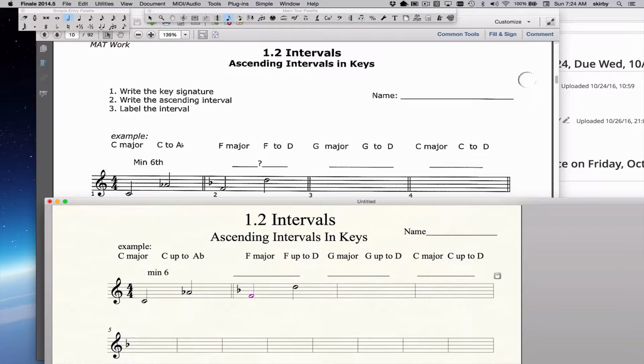Well, now when we go over to this one that's in F major, we have to remember what the key signature is and put that in. And it's already done for you. It's 1 flat, B flat. You're going to be doing this by hand. I'm doing it in Finale just to show you on this video.